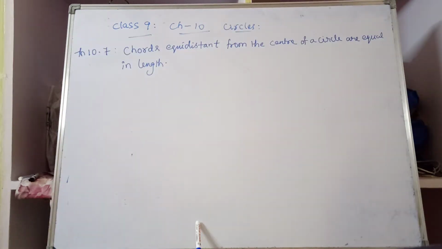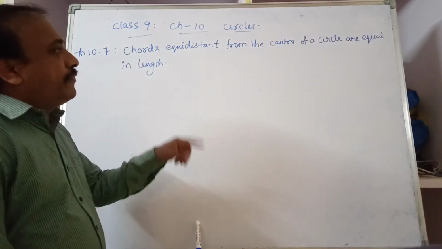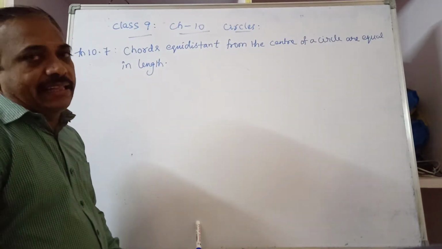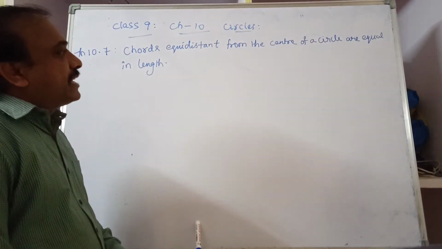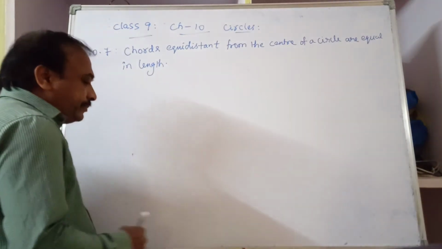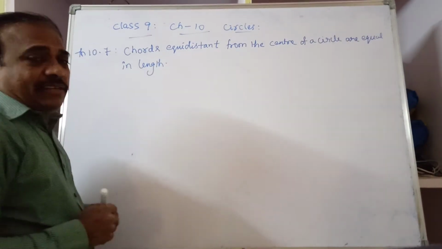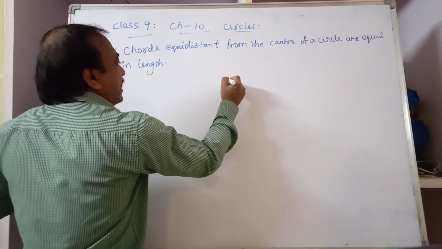Now see theorem number 10.7. Chords equidistant from the center of a circle are equal in length. The chords which are equidistant from the center of a circle are equal in length.